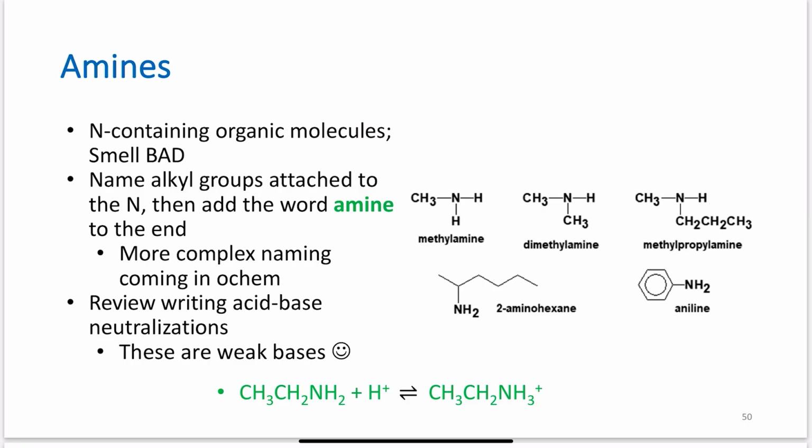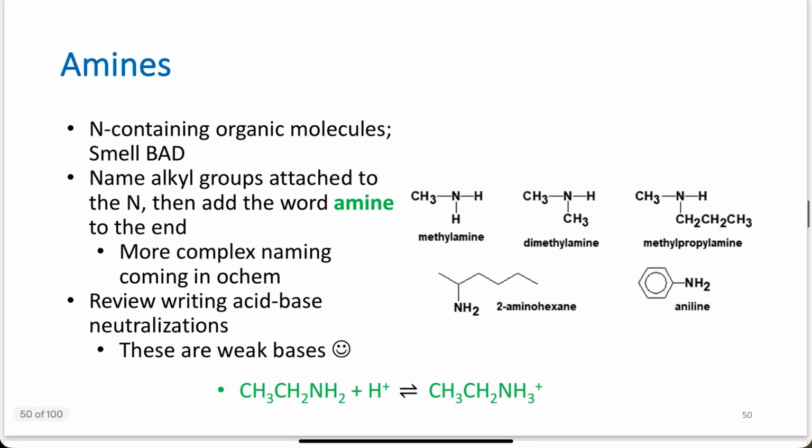Amines. Amines are just nitrogen-containing compounds. They smell pretty bad. You're going to name the alkyl groups attached to the nitrogen itself and then add the word amine to the end of it. So you can see here I've got a methyl group attached to a nitrogen. It's called methylamine. Here I've got 2 methyl groups attached, so I call it dimethylamine. Here I've got a methyl group and a propyl group attached, so I call it methylpropylamine. More complex naming will come in future classes.